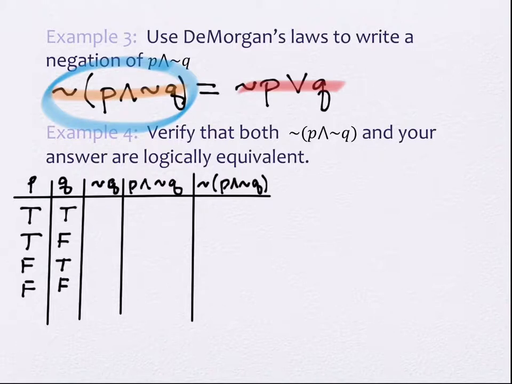The first one, tilde Q, means that I look at the Q column, and what do I do? I negate it. So trues become falses, and falses become trues. Just like that.